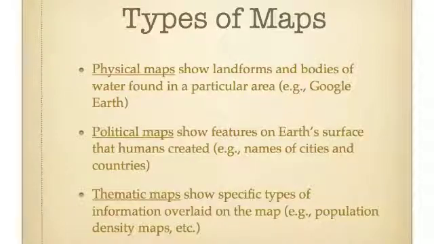There are political maps which show features of Earth's surface that humans created. These are maps that you're probably more used to. You see border lines, names of cities, countries, capitals. You see all these features. And lastly, thematic maps, which we'll use a lot of in this course. You see specific types of information overlaid on a map. So maps like population density, or the people groups that live in a region, religions that are represented in a particular area. These are thematic maps, and we'll go over those throughout the year.